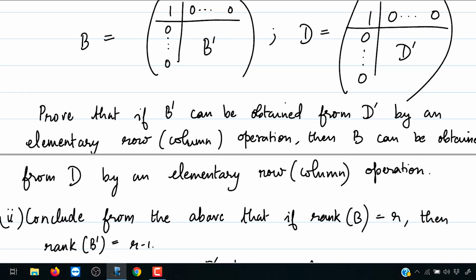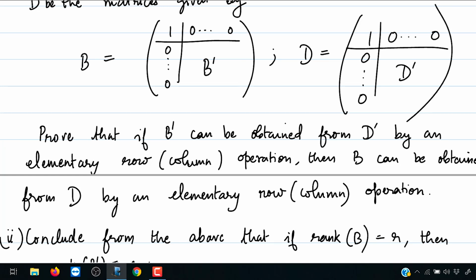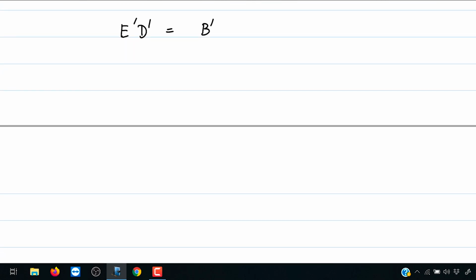So that is precisely what the statement says. B prime can be obtained from D prime by an elementary row operation. We would like to show that B can be obtained from D by an elementary row operation. Obviously, this elementary matrix E prime will play an important role in finding out the elementary matrix E corresponding to which you get B from D. So we'll see how it works. Recall that B is obtained by having 1 in the first entry, 0 elsewhere in the first row and the first column, and then in the other block there is a B prime.